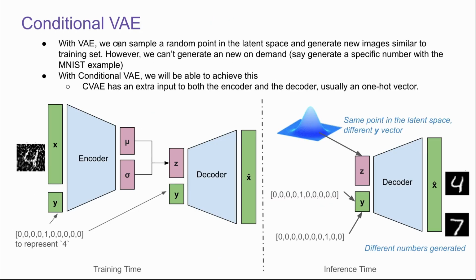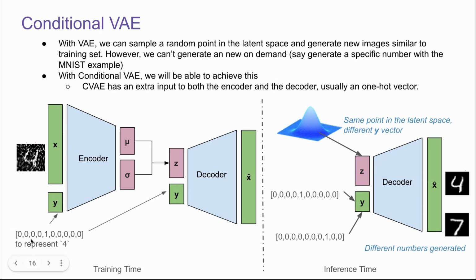This is conditional VAE. With VAE, we can sample a random point in the latent space and generate new images similar to the training sets. However, we can't generate a new image on demand. Say we want to generate a specific number instead of a random one. With conditional VAE, we will be able to achieve this. And the way we do it is by having an extra input, a one-hot vector representing the label, and inputting it to both the encoder and decoder.